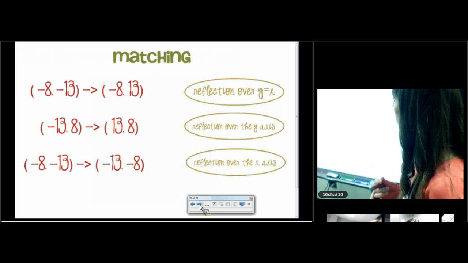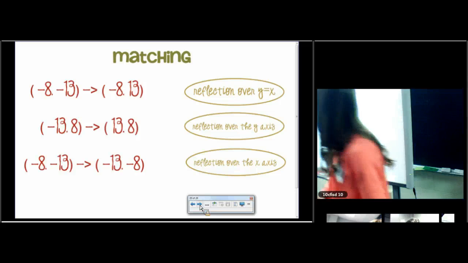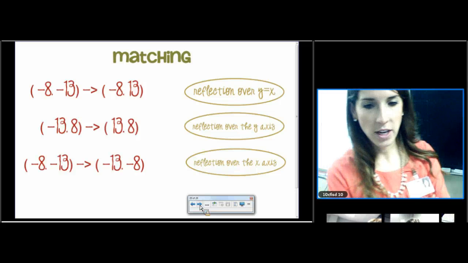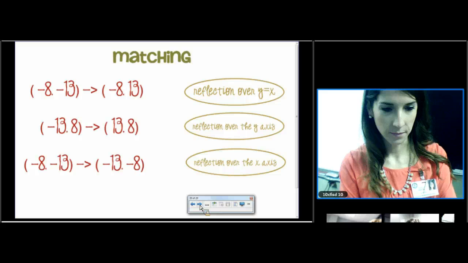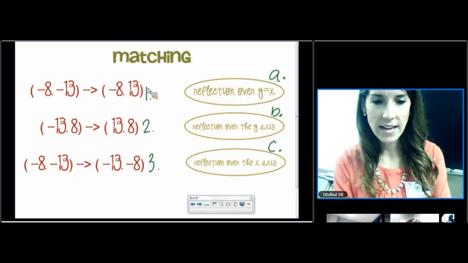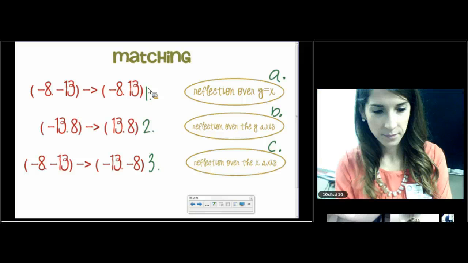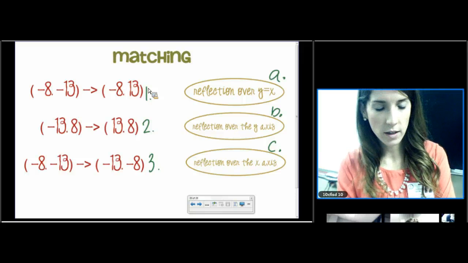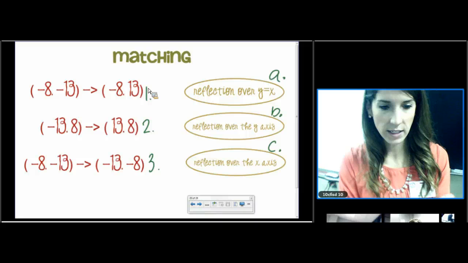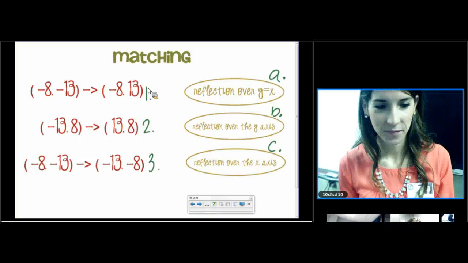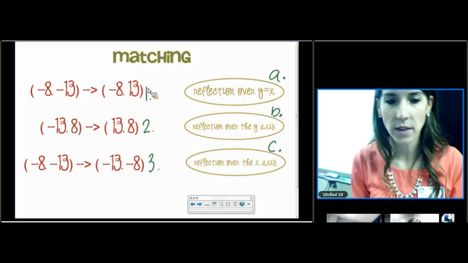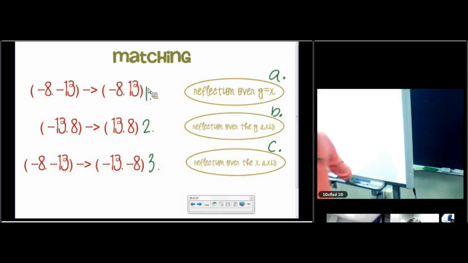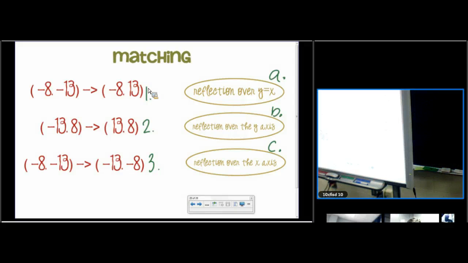Okay, let's match the transformation with the correct description. So Lars, if I number them, can you match them? You can just do number 1 if you want. I'll call on someone else for number 2, and then number 3 will be process of elimination. Number 1 is C, reflection over the x-axis. Well, you look at which one changed. Oh, the y changed sign, so very good. We're going to be reflecting over the x-axis when the y changes signs.